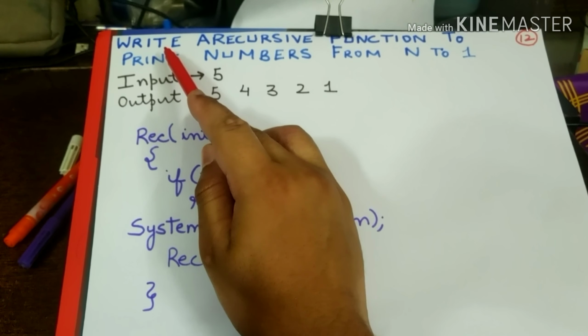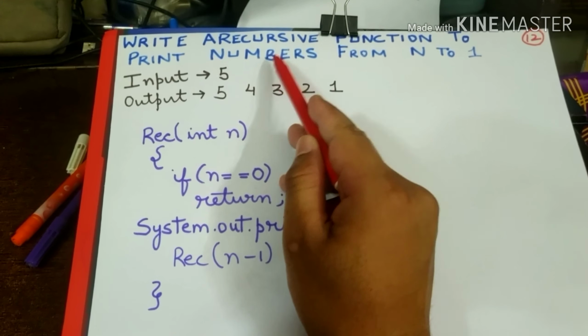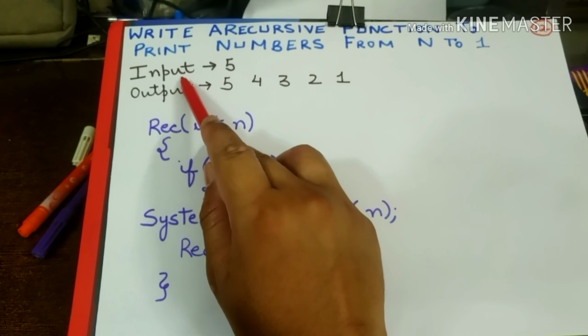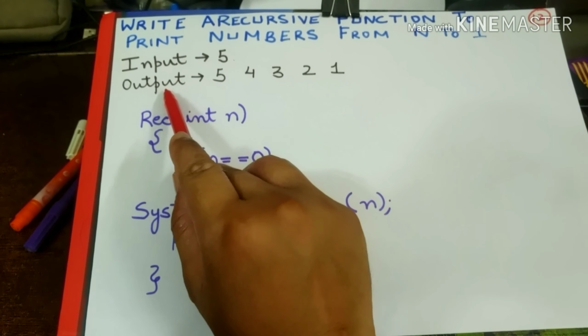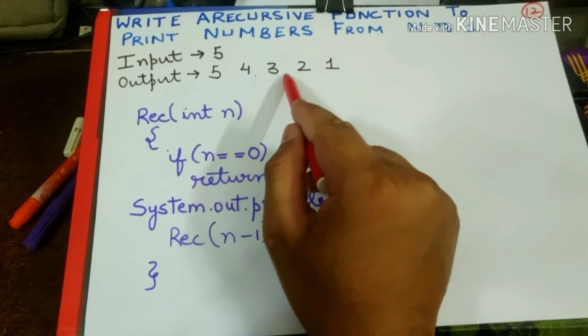Today we will write a recursive function to print numbers from n to 1. The input is 5, the output should be 5, 4, 3, 2, 1.